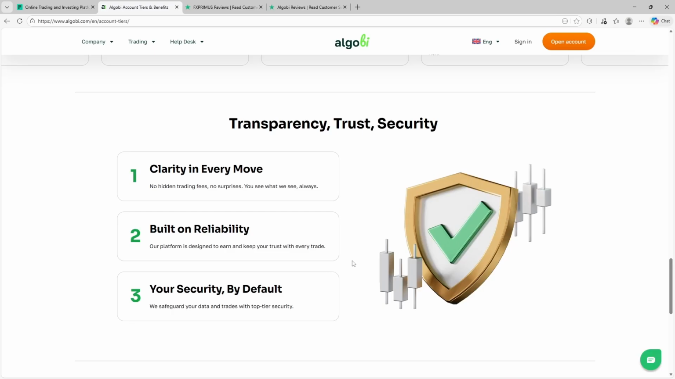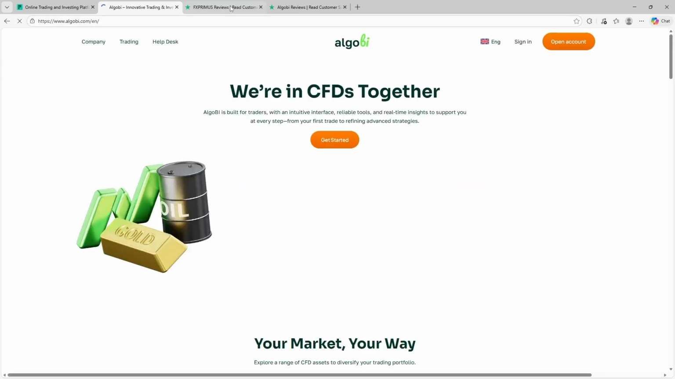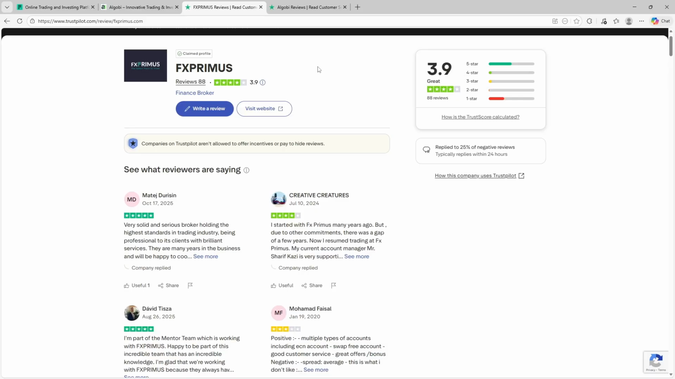Looking at user sentiment, Trustpilot provides additional context. FXPrismus currently holds a Trustpilot rating of 3.9 out of 5, with reviewers frequently highlighting professionalism, strong customer service, and reliable account management, while some note average spreads and limited cost competitiveness.